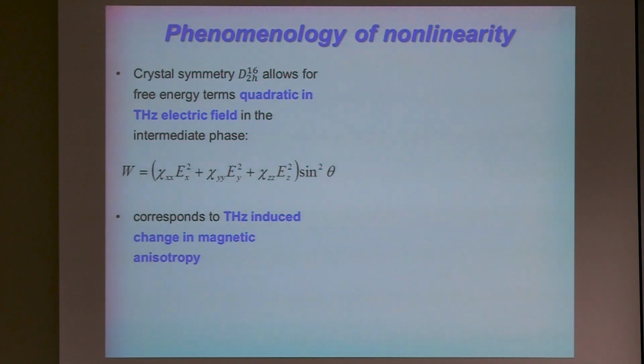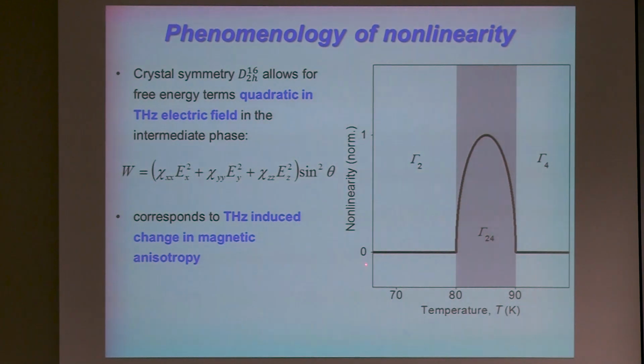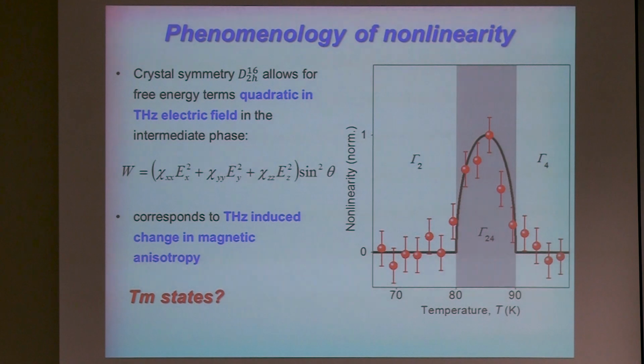Moreover, we can plot the temperature dependence of this energy term, and we see that it is only non-zero in the narrow spin instability temperature interval between 80 and 90 Kelvin, exactly where we observe our nonlinear excitation of the quasi-ferromagnetic mode. So it seems the simple phenomenology is supported by the experimental data, but the question is, how can we connect it to the microscopic population of thulium states which rule magnetic anisotropy in this material?